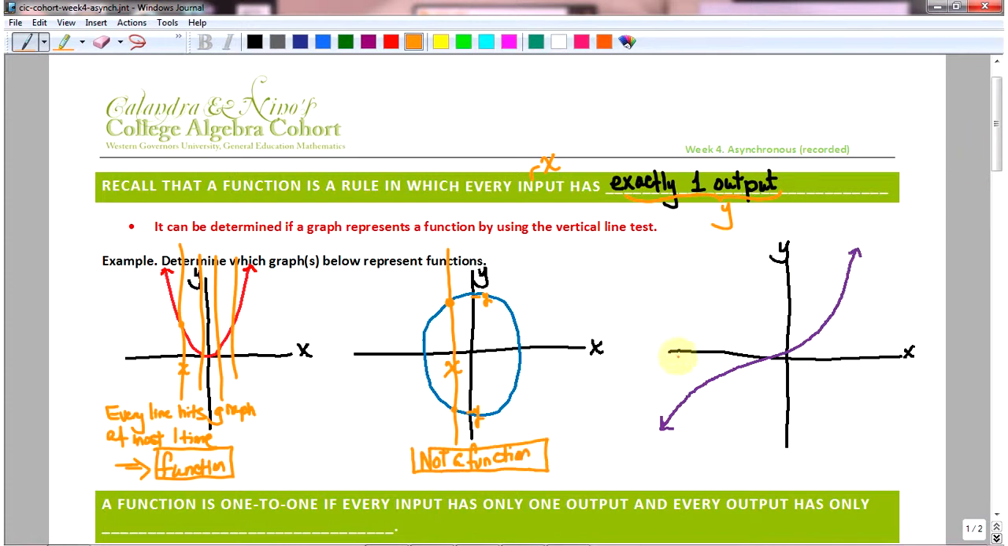Okay, and then for the last graph, any vertical line we draw will cross this function only one time. Therefore, I know that this graph does represent a function.